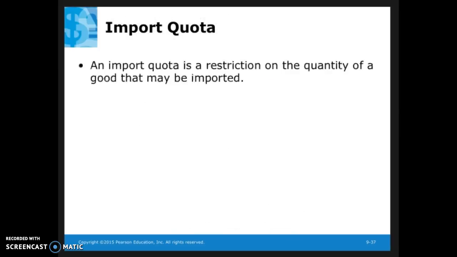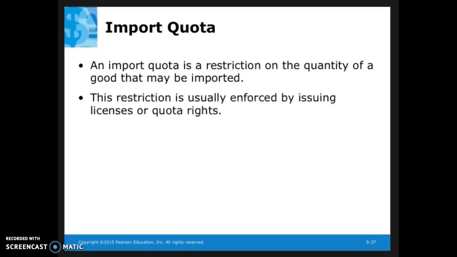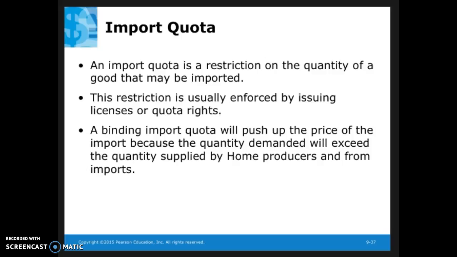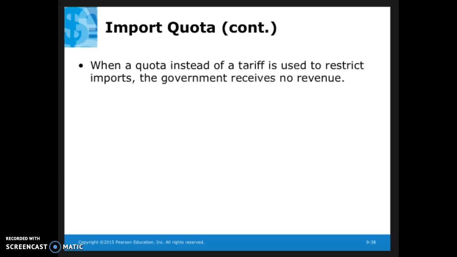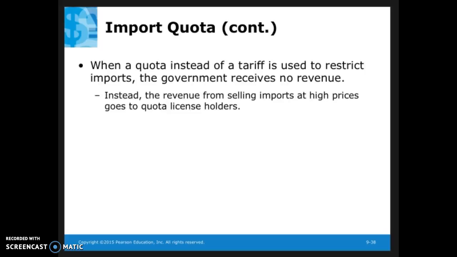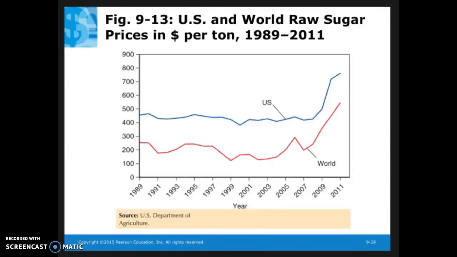So we have an import quota, which is a restriction on the quantity of a good that may be imported. These are enforced by licenses or quota rights. A binding quota will push up the price of an import. When a quota is used, the government receives no revenue. The extra revenue that those selling imports get is called a quota rent. A good example of this is the world raw sugar price.